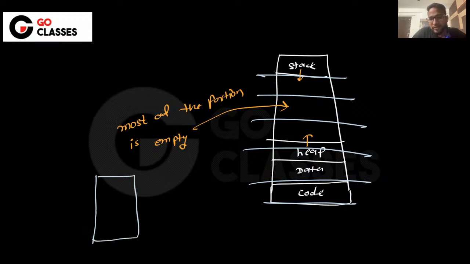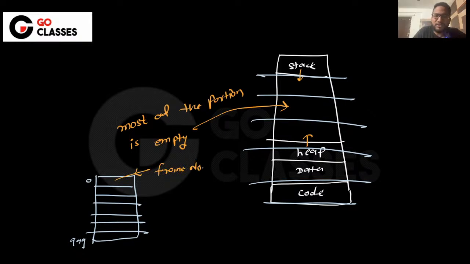So let's suppose these, right? This page is getting allocated to which frame? So inside I have the frame number, and that's what we call a page table. I hope everyone agrees with me. This is called a page table.